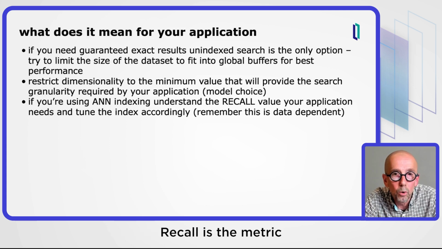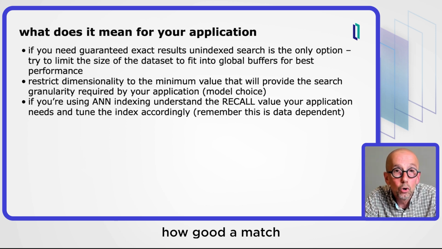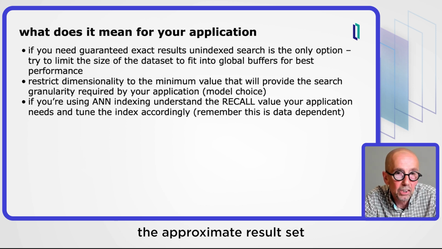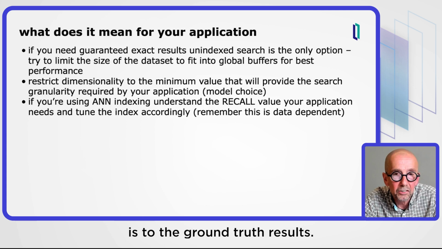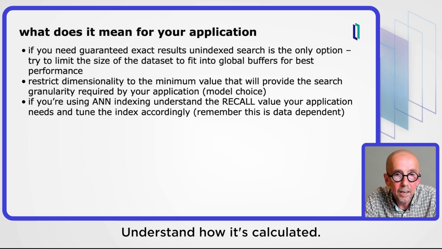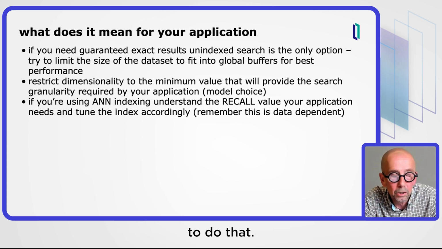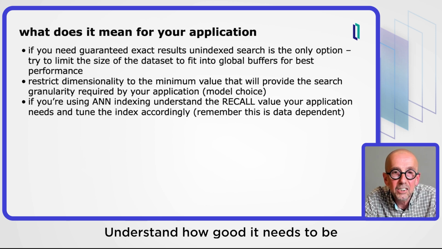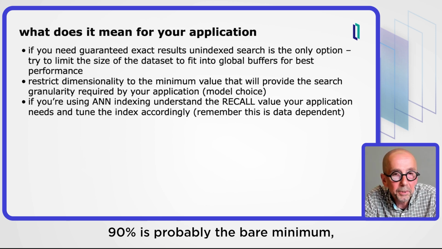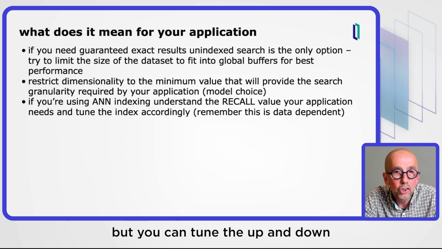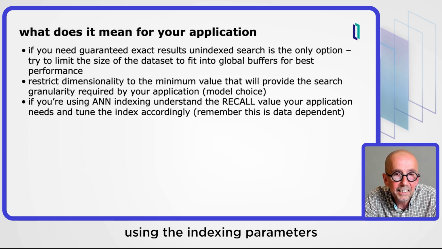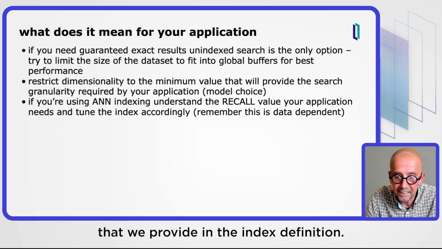Recall is the metric by which we quantify how good a match the approximate result set is to the ground truth result set. Understand how it's calculated. We've got some code we can share with you to do that. Understand how good it needs to be for your application. 90% is probably the bare minimum, but you can tune that up and down using the indexing parameters that we provide in the index definition.